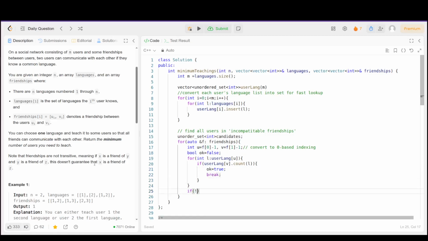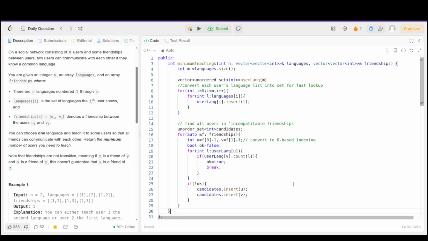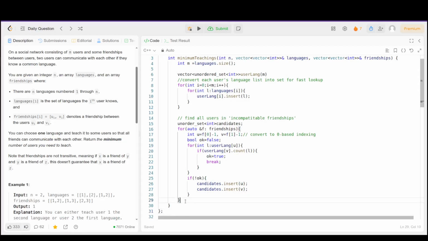Now if both users do not know any common language, then this portion of code will not execute. So okay will be false, then not okay will be true. Then, since both users do not know any common language, we push them into the candidates set, because we have to teach them. So candidates dot insert.